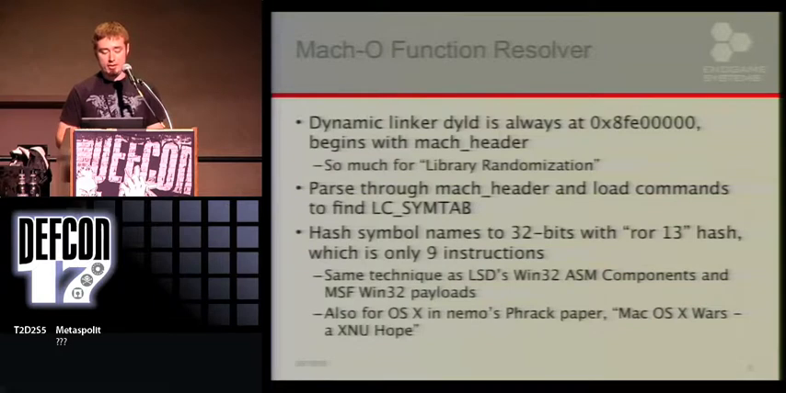Assembly code's very easy. And all we need to do is basically parse through the structure, find what's called the symbol table, and then do the familiar ROR13 hash, which is the technique that LSD originally used, although theirs was a RAL7. Now all the Metasploit payloads do a ROR13.